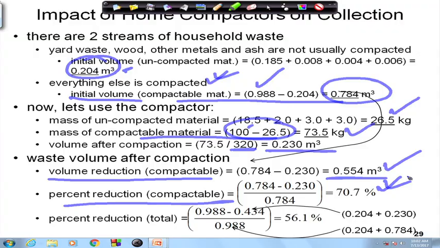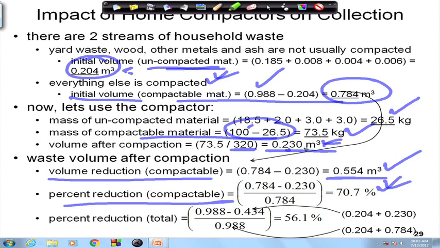Now, if you look at the total, the percentage reduction in terms of the total volume, you add up 0.988 minus 0.434, because these cannot be compacted. This is the initial volume of uncompacted material, which will stay as it is, and this is the volume after compaction. So if you add this with this, that's the total volume, isn't it? Because this material is not getting compacted. This is the material which was compacted, and that's the final volume for that.